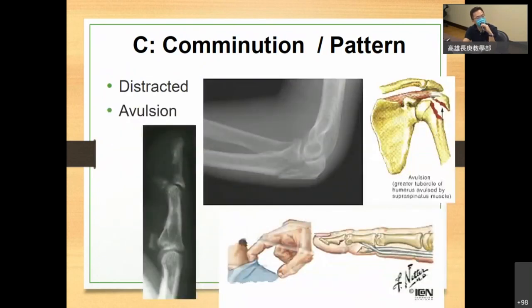Okay, so another is the distraction fracture and the avulsion fracture. Distraction fracture means the fracture line pulls the bone far away, making the fracture line far apart. And another is the avulsion fracture. As we know, bone often has a tendon insertion. If the fracture is over the tendon insertion site, like this picture in the shoulder, the supraspinatus attaches on the greater tuberosity of the humerus. If it breaks, the tendon pulls the bone away from the normal bone. So we can say this is an avulsion fracture, or a fracture at the tendon insertion site.